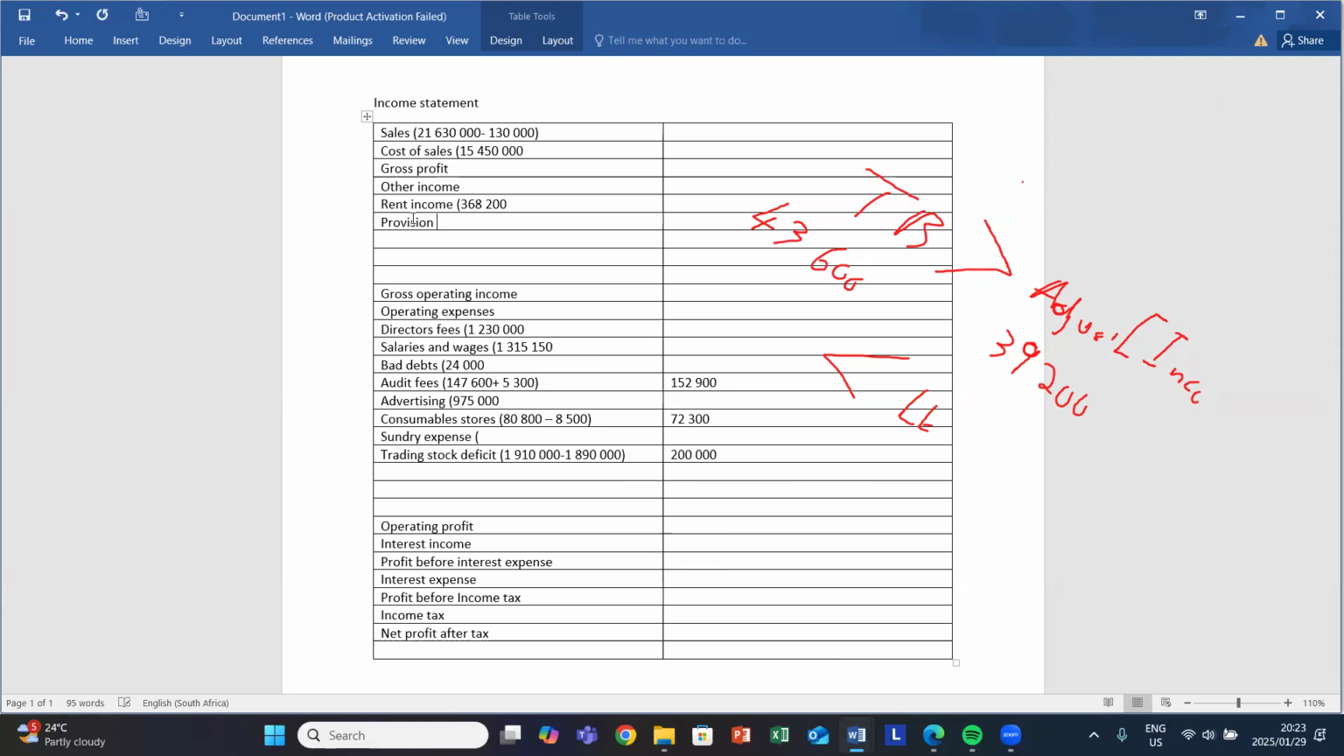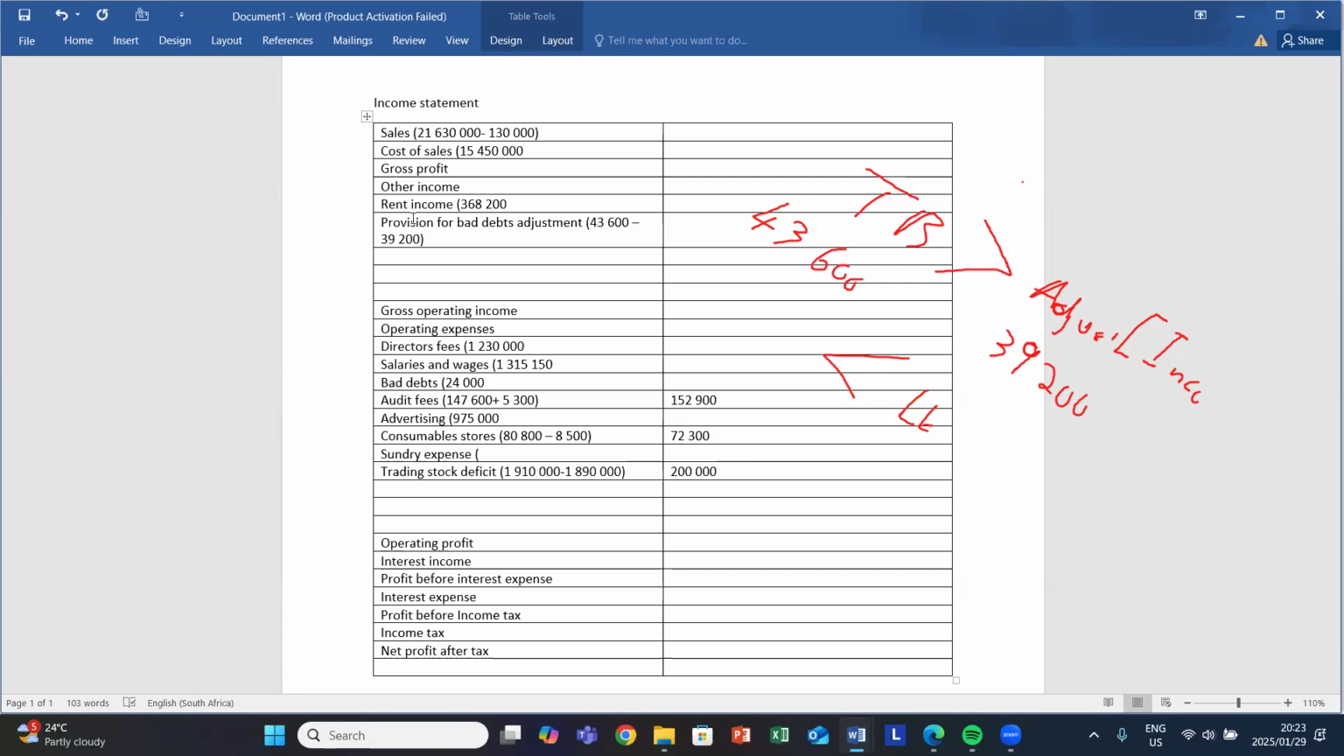Now record it as provision for bad debts adjustment. Therefore, we'll see 43,600 minus 39,200. And then how much is our difference? 23,600 minus 39,200. I get 4,400. You also get the same amount.